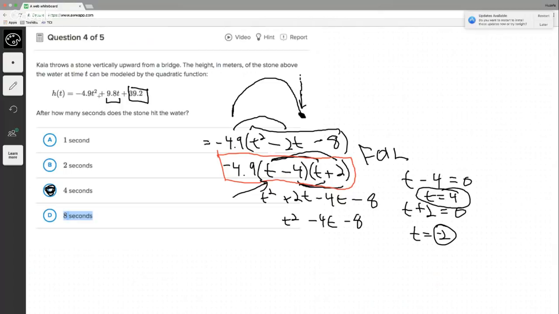And you could even try it again. If I just plug it in here now and think about it, 4 squared is 16. This is roughly 5. That would be negative 80 here. Okay, negative 80.